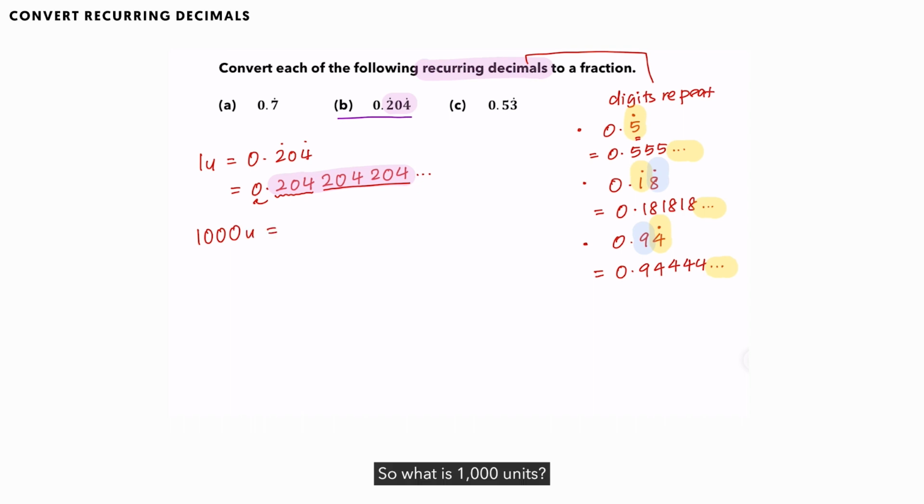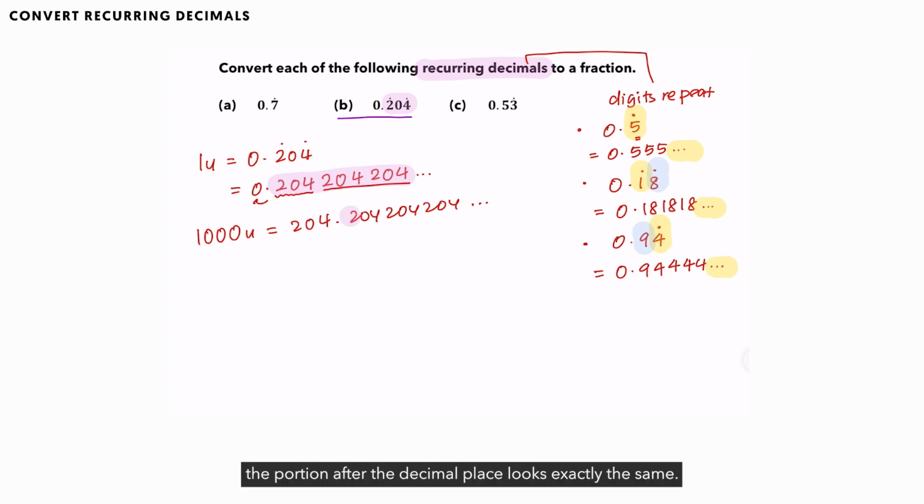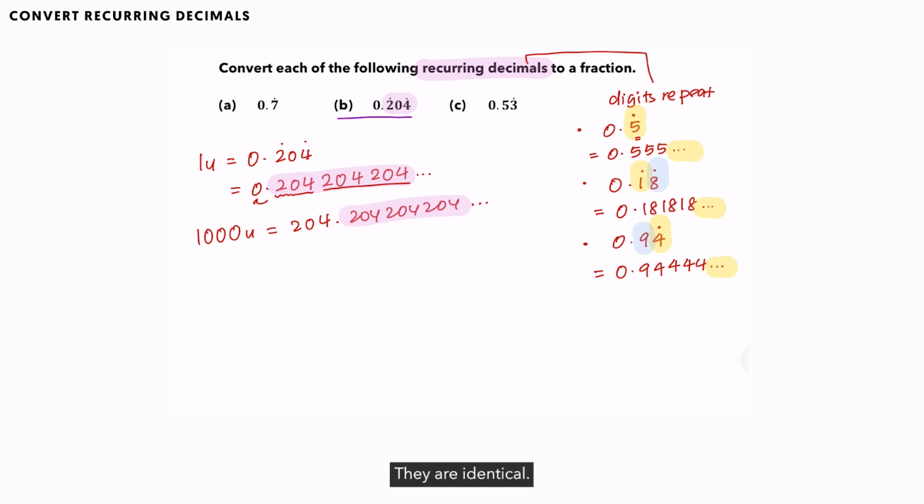So what is 1,000 units? 1,000 units is simply 204.204, 204, 204, and so on and so forth. So now if you realize, the portion after the decimal place looks exactly the same. Okay, look at those 2 purple portions over there. They are identical. So now our job becomes very easy, because if you take 1,000 units, take away 1 unit, it is the same as this decimal over here minus the first decimal.